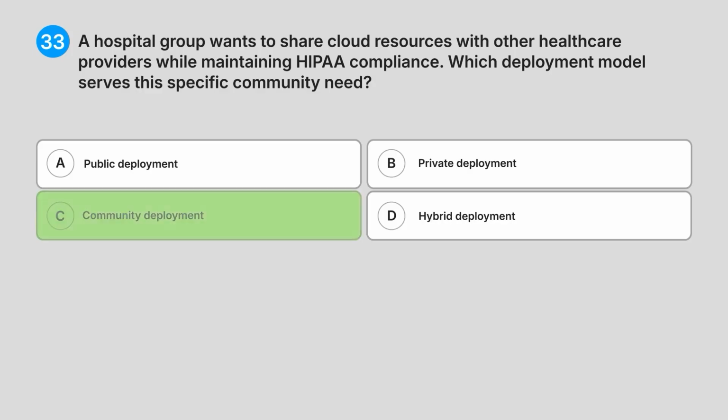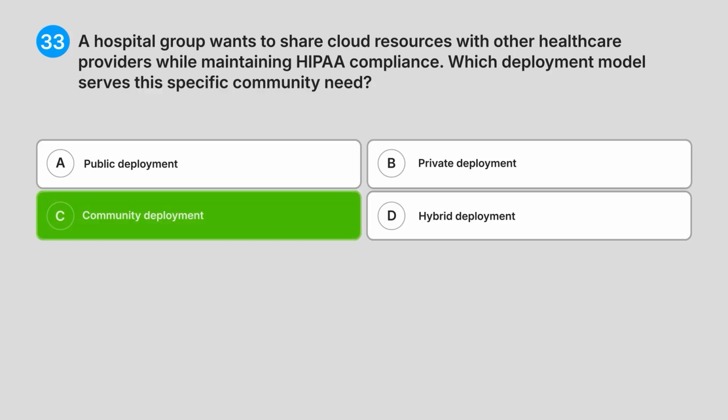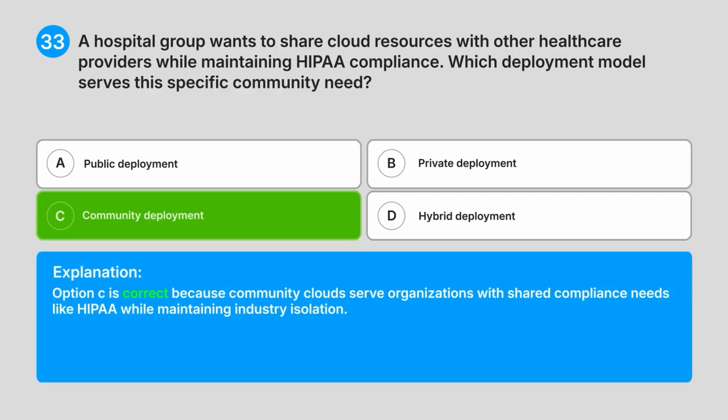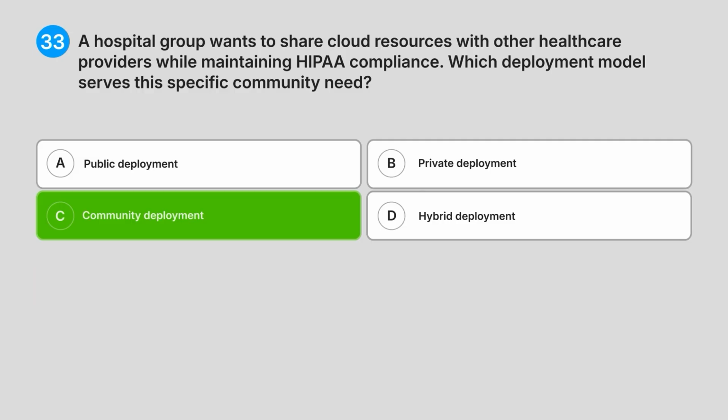Correct answer: C. Community deployment. Explanation: option C is correct because community clouds serve organizations with shared compliance needs, like HIPAA, while maintaining industry isolation.